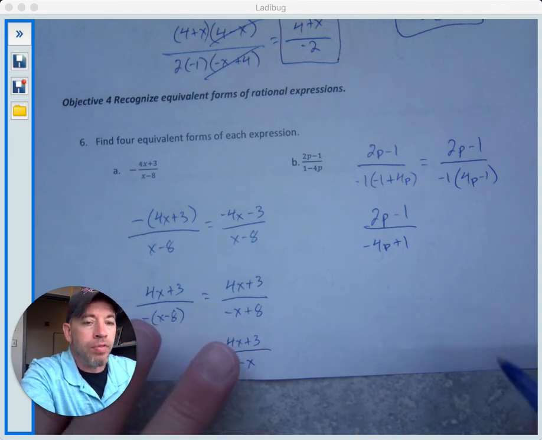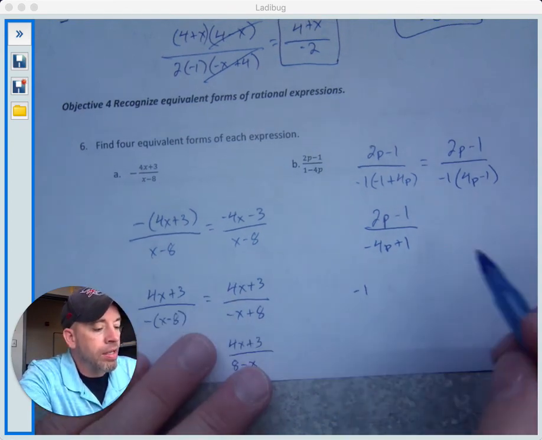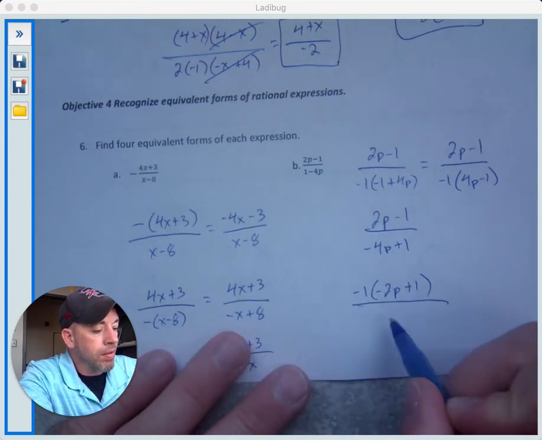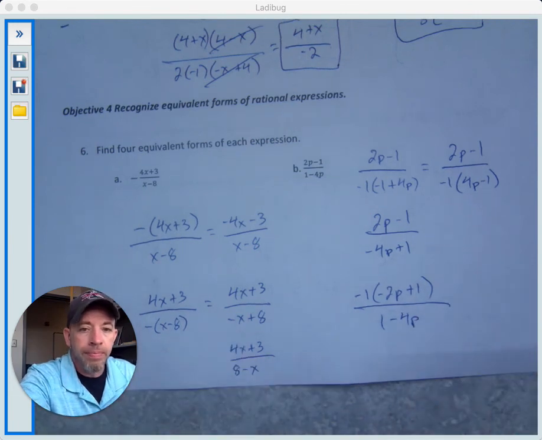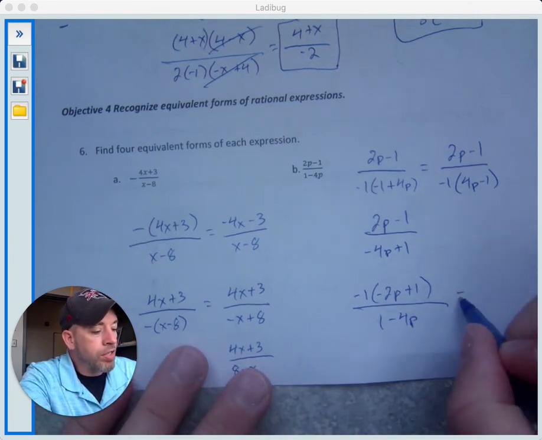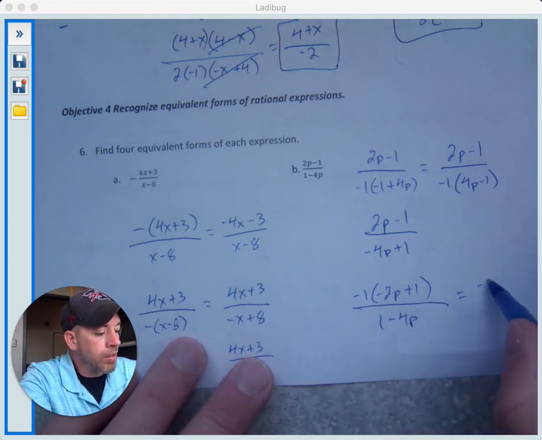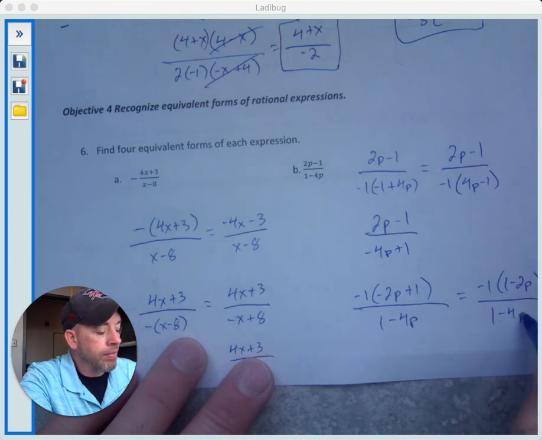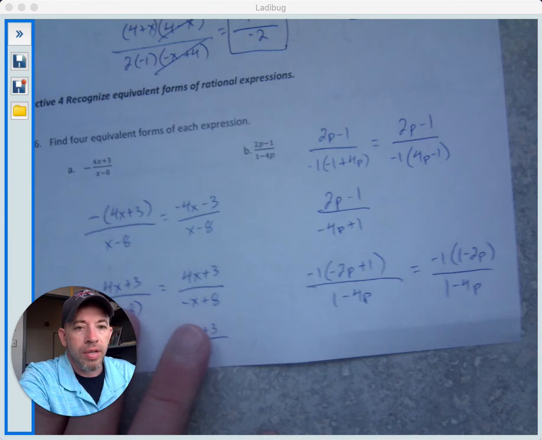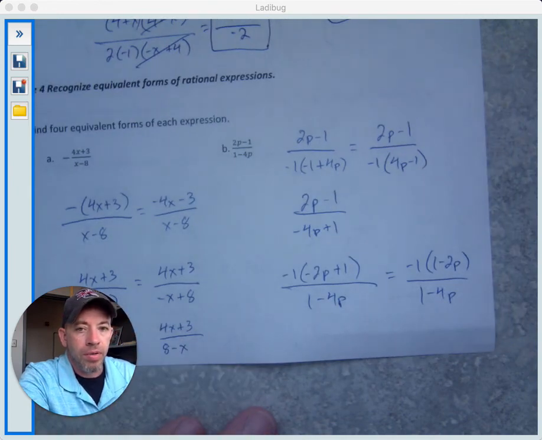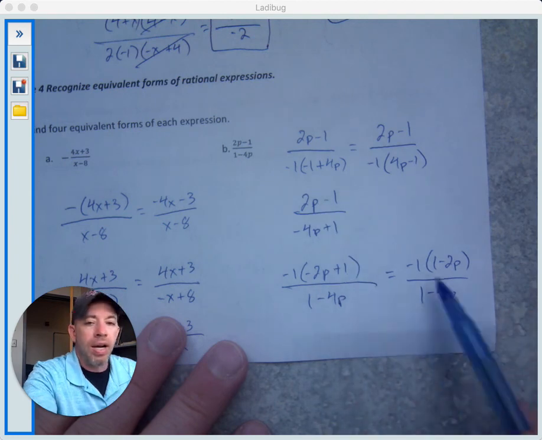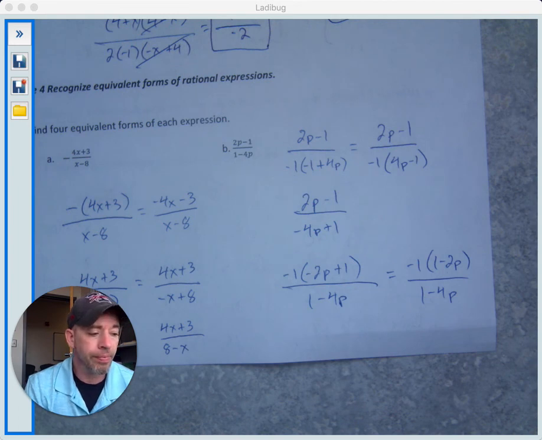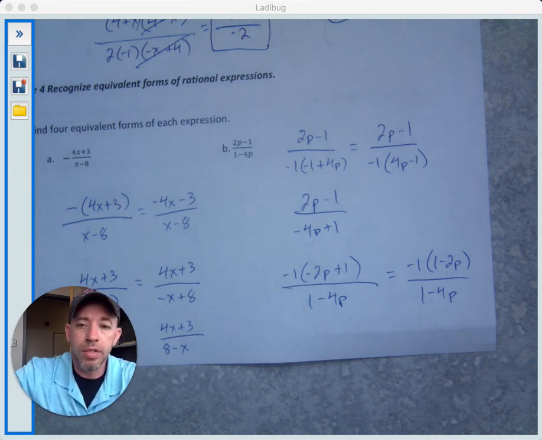Let's factor out a negative 1 from the top. If I factor out a negative 1 from the top, I would get a negative 2p plus 1. So that's an equivalent form. I could also change the order of these two things. So I could have a negative 1 times 1 minus 2p over 1 minus 4p. So I have that. So we have plenty, right? There's 1, 2, 3, 4, 5 equivalent forms, and there are probably more. We're just asked to give 4 in this case. So, all right, that's it for this page, and we'll continue in 6.2 on the next video.